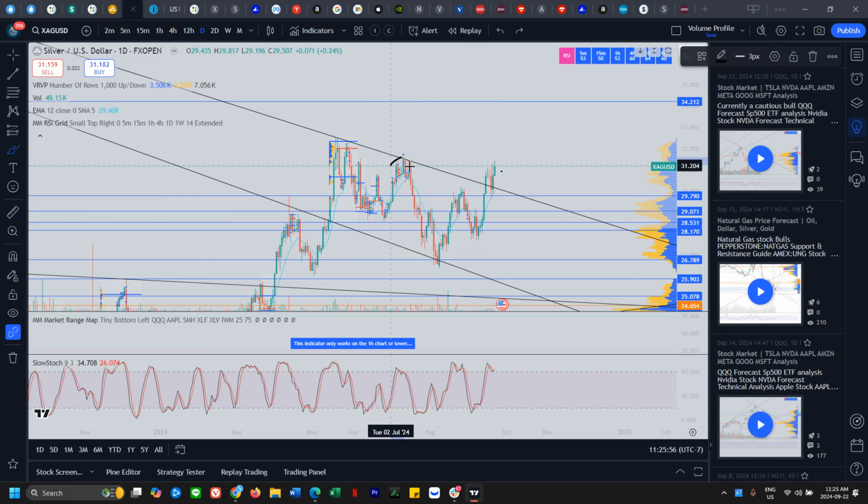And yeah, we just need to break above this high, 31.3. If we can break above that, then we will probably come up to test this 32. Break above this one.